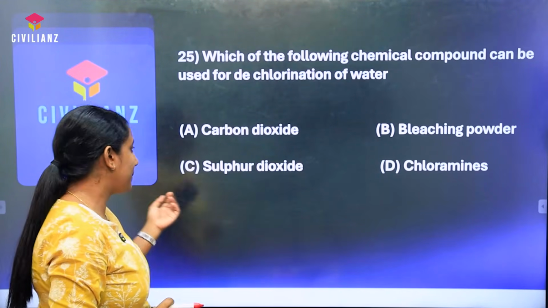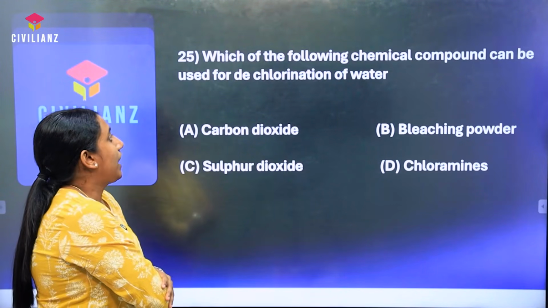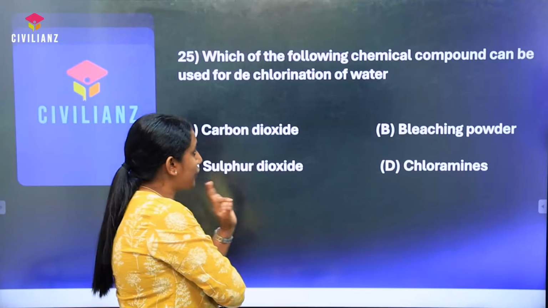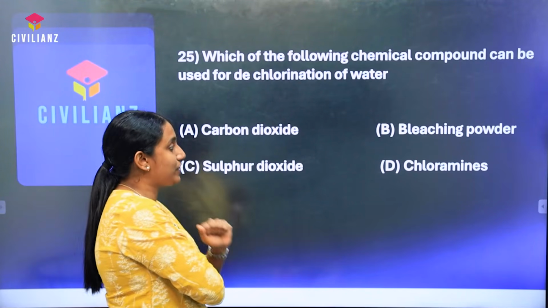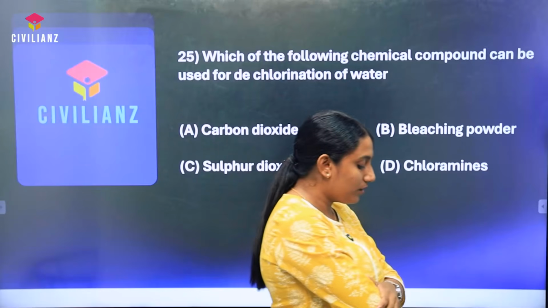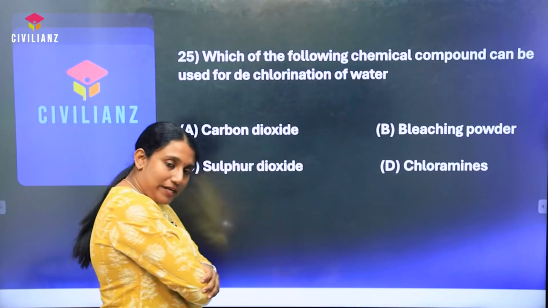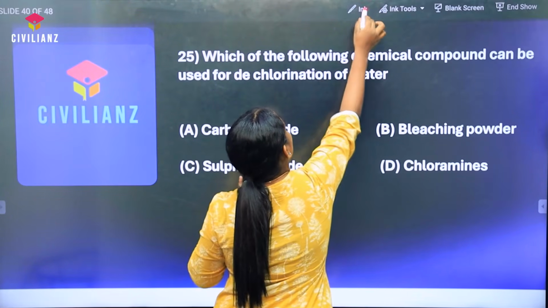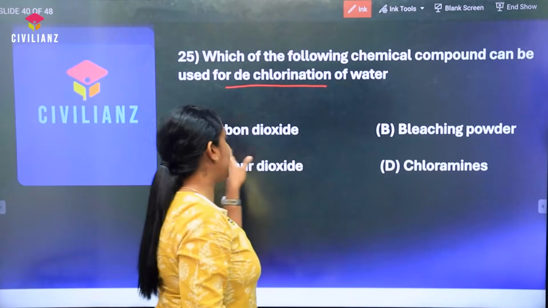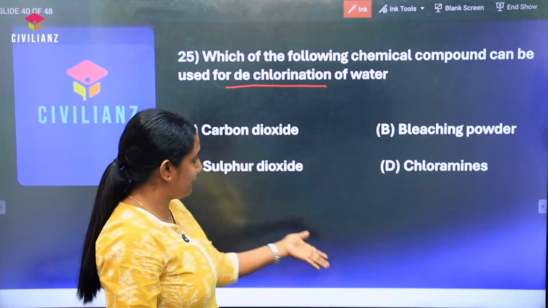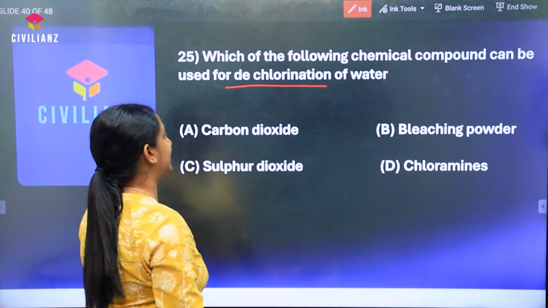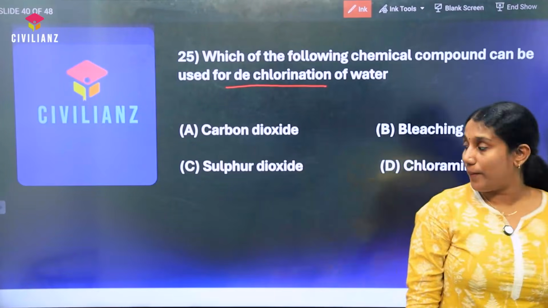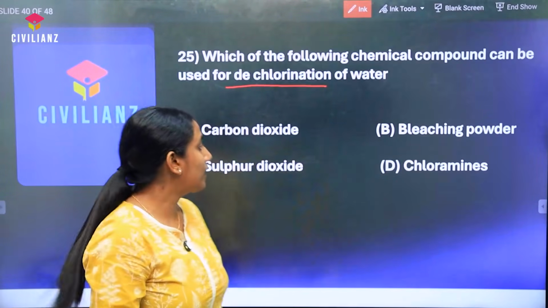Next question, also related to chlorination. Which of the following chemical compounds can be used for dechlorination of water? What is dechlorination of water? Please read carefully. The options are carbon dioxide, bleaching powder, sulfur dioxide, and chloramines. Which one?